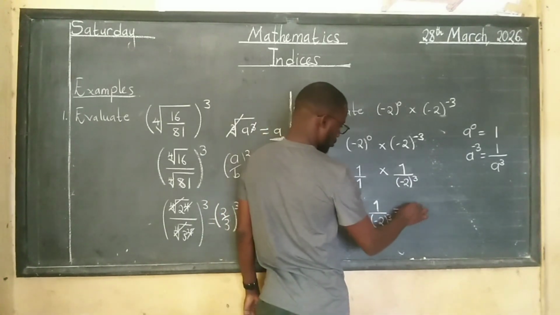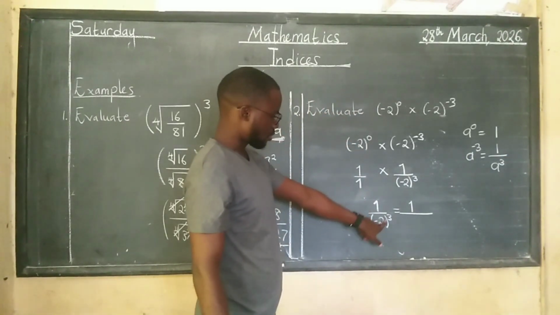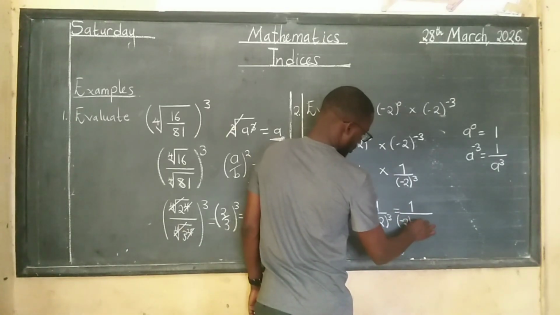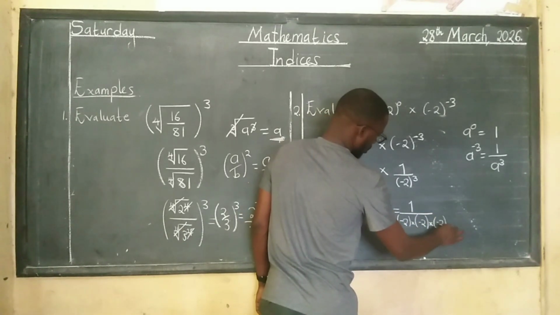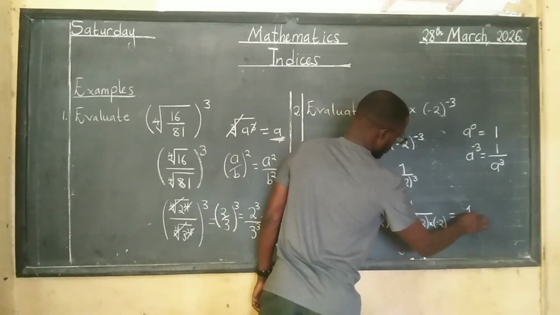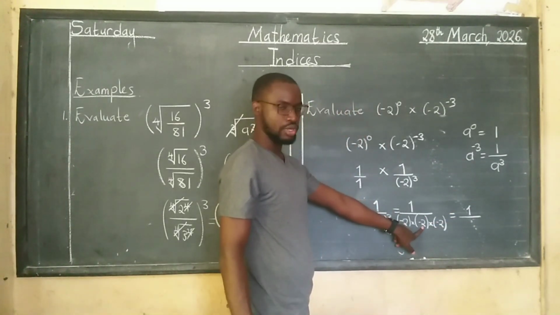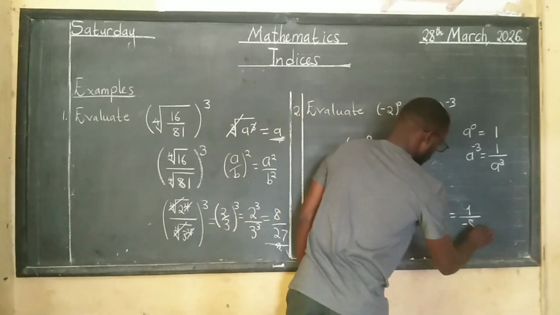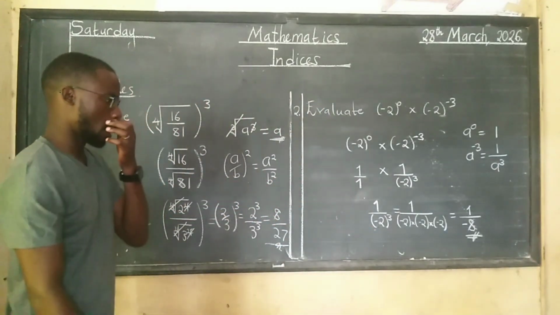And this is equal to 1 over this to the power 3, which is as good as this times this times this, which is minus 2 times minus 2, which will give me 4 times that minus 8. So that's your final answer there.